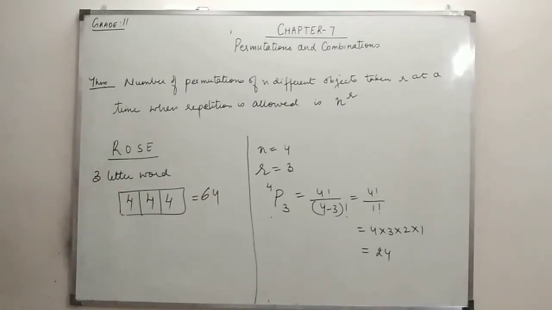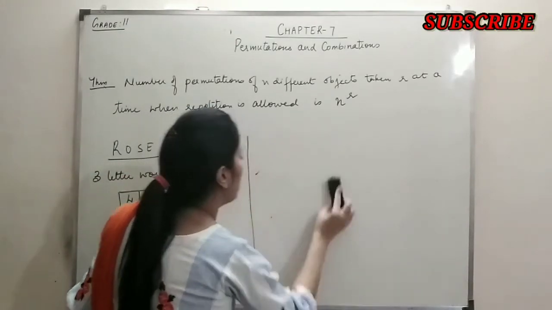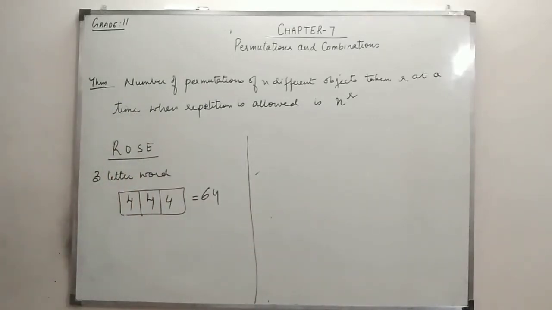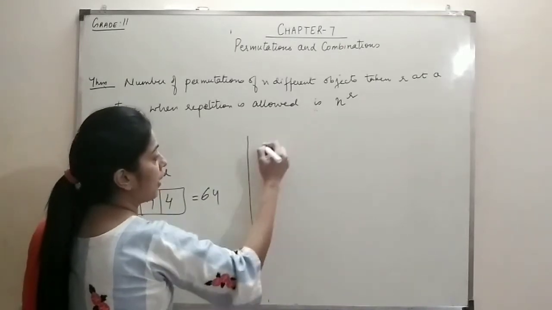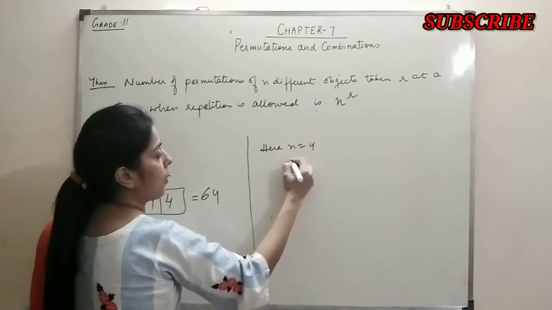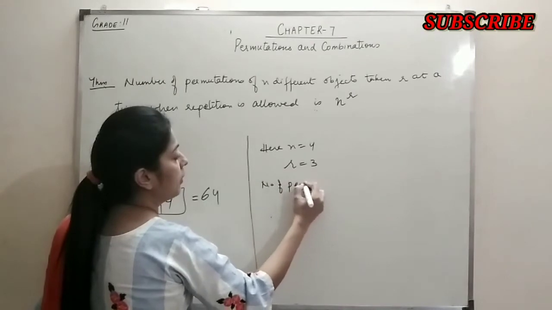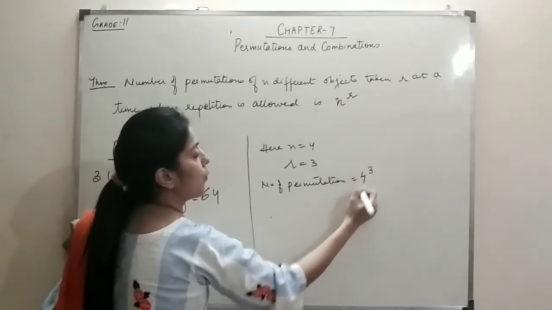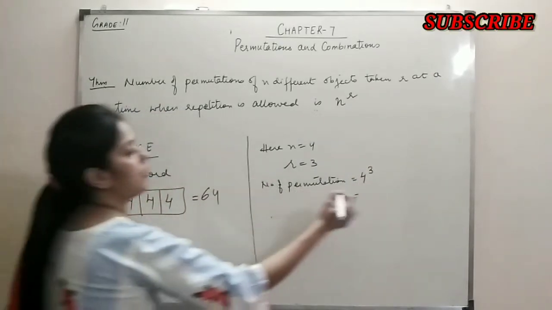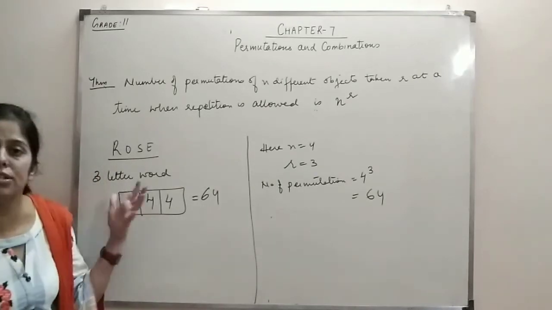And by this formula, if the repetition is allowed, how do we find the number of permutations in this case, again for the 3-letter word we are framing? Here n is again 4 and r is 3. The number of permutations by this theorem is 4 raised to the power 3, that is 64 only. In questions it will be clearer how we use this result.